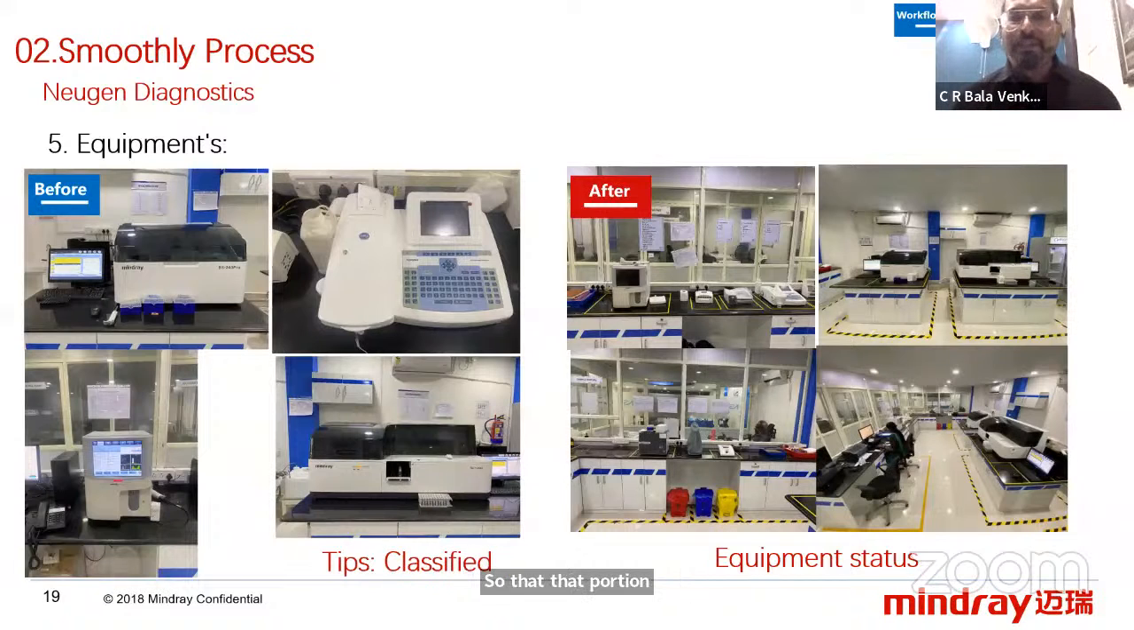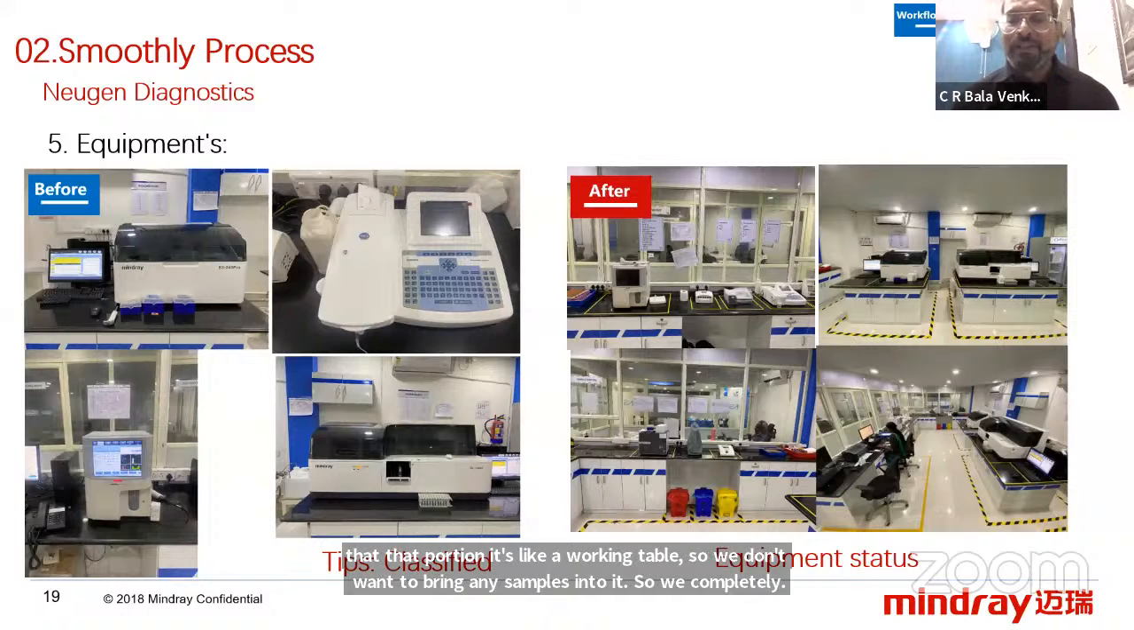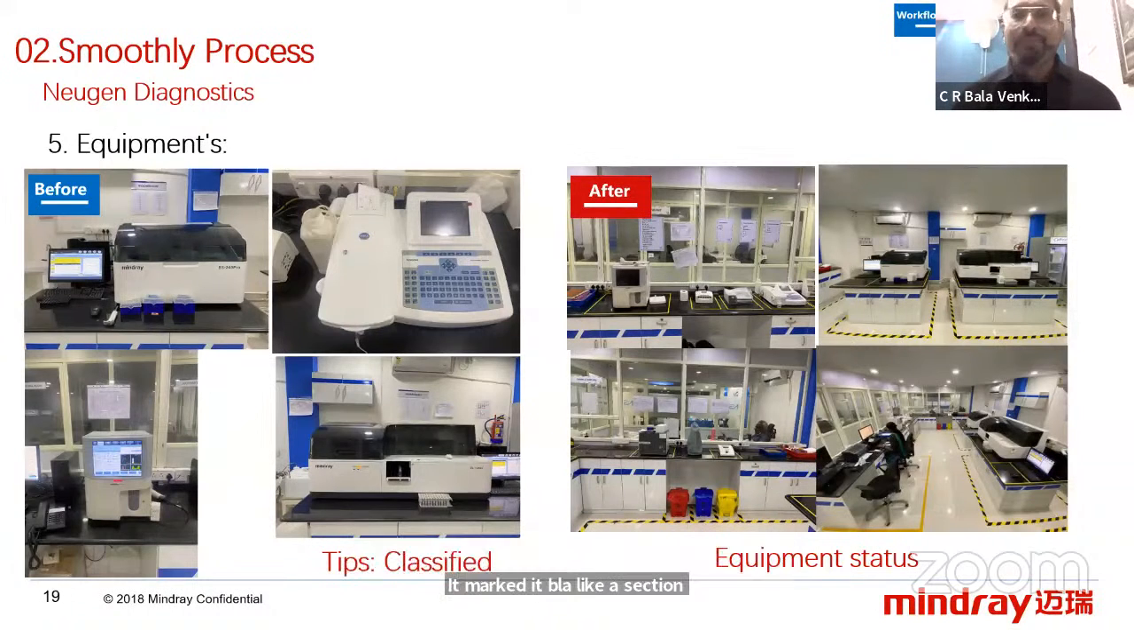So we don't want to bring any samples into it. So we completely marked it like a section where samples cannot come into it. So it has to go. It should not be any part of it. So it is only a clean table, so it will be marked in green color.